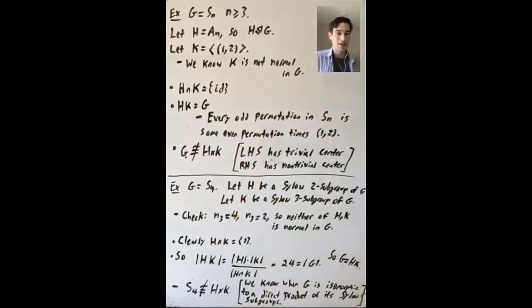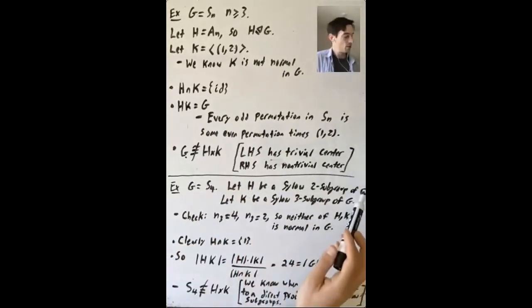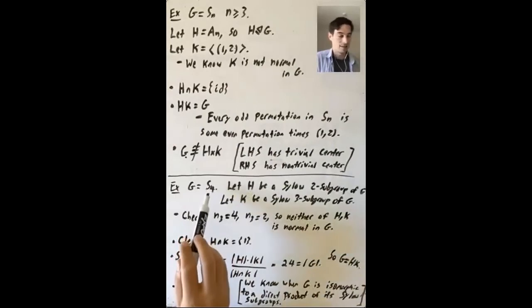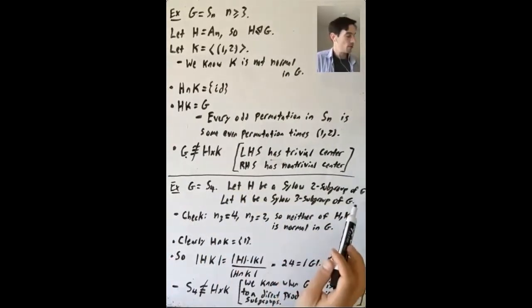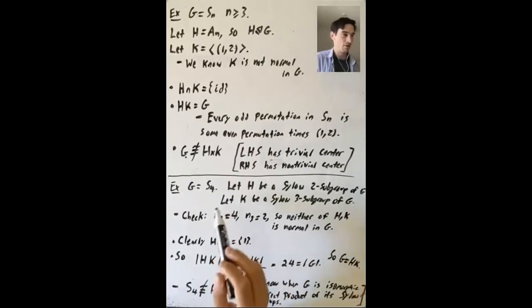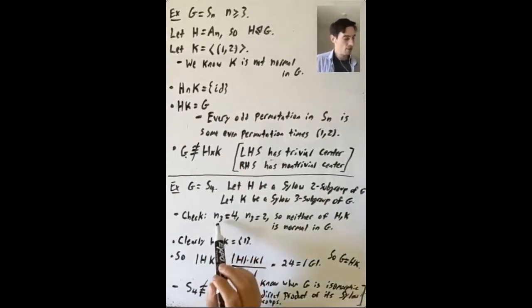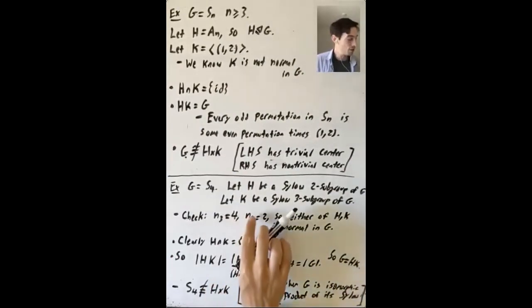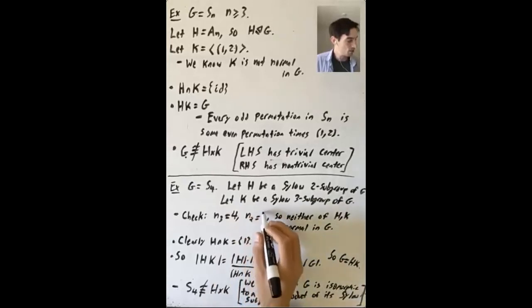So let me just quickly do one more example, which is a little bit different. So let's say G is S4, and let H be a Sylow 2-subgroup of G, so it has order 8, and K to be a Sylow 3-subgroup of G, so it has order 3, the biggest power of 3 dividing 24. Okay, so we can check, this is something we've done before, that the number of Sylow 3-subgroups is 4, and the number of Sylow 2-subgroups is 3.